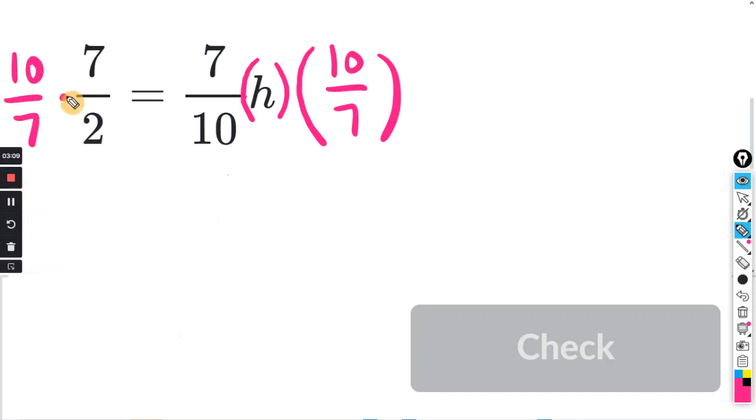I couldn't use the parentheses here, I didn't have room, but this is times. So I did times 10 over 7 on both sides. I just took the reciprocal of this number. And these are all multiplied, so I can cancel top and bottom. 10 divided by 10 is gone. 7 divided by 7 is gone, and I'm just left with h and the equal sign. Over here, these are all multiplied. 7 divided by 7 cancels, and 10 divided by 2 is just 5. So h equals 5.